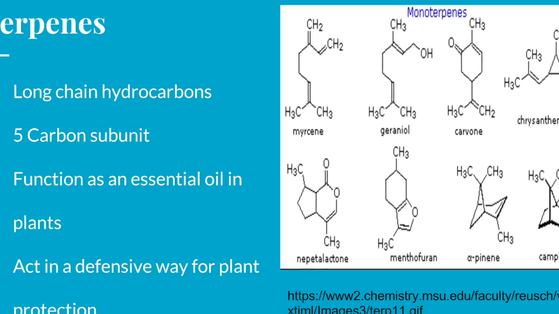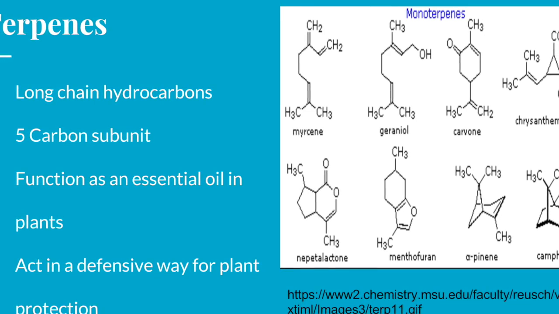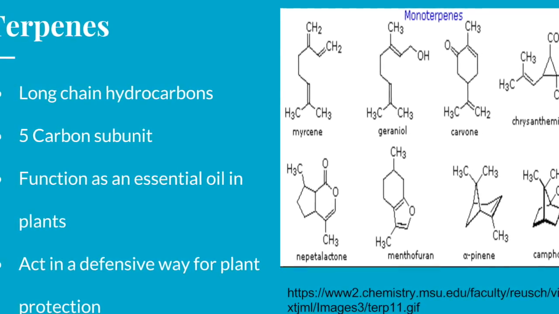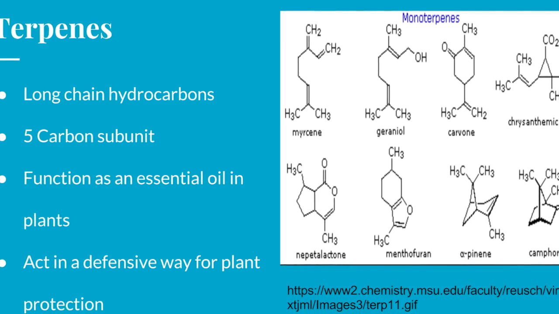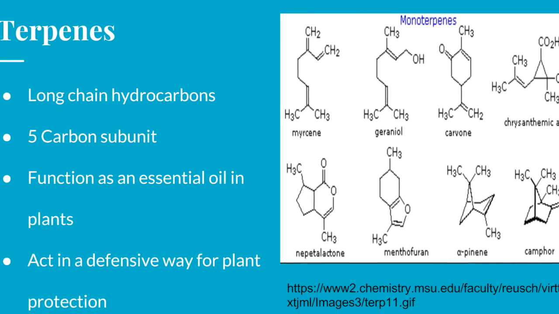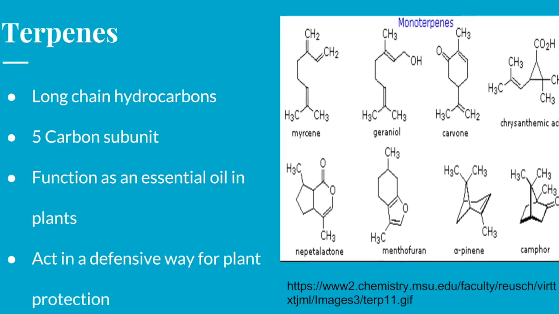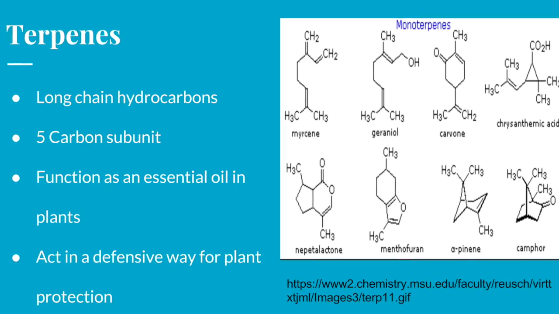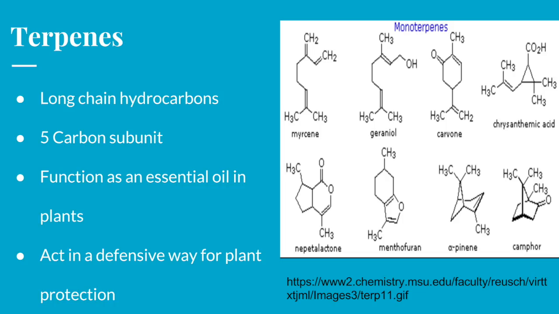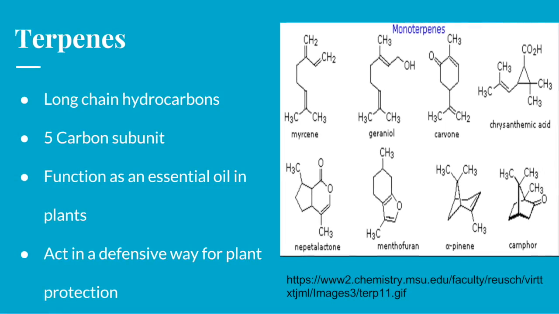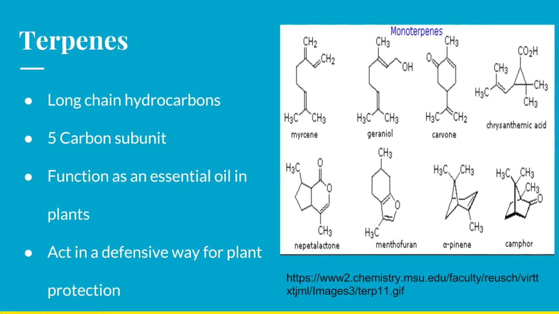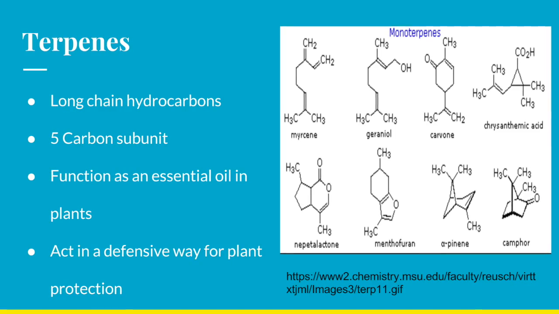Another type of lipid is terpenes. Terpenes are a long chain of hydrocarbons. They are arranged in 5 carbon subunits. There are different monoterpenes that make up terpenes. Terpenes function as essential oils in the plants. Their function within the plants is to act defensively in order to protect the plant.